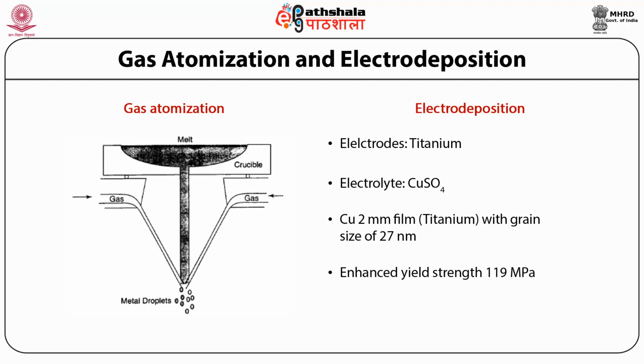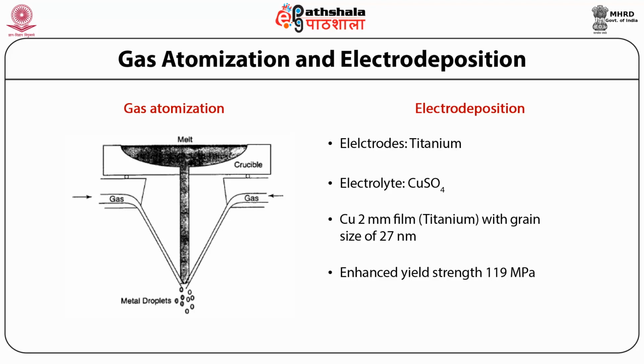Nanostructured material can be made by electrodeposition. For example, a sheet of nanostructured copper can be fabricated by putting two electrodes in an electrolyte of copper sulfate and applying a voltage between the two electrodes. A layer of nanostructured copper will be deposited on the negative titanium electrode.